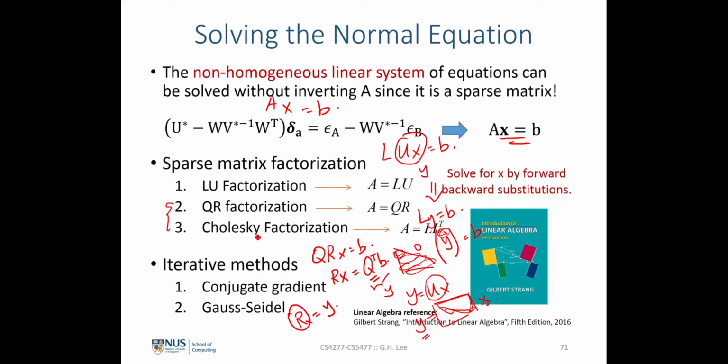And similarly for Cholesky decomposition, which is probably the most commonly used decomposition or factorization technique to solve the normal equation in the Levenberg-Marquardt algorithm, where we simply factorize A into a square root matrix, L multiplied by L transpose, where L here is a lower triangular matrix that we can then use to solve for X in a similar way as what we have seen in the LU factorization.